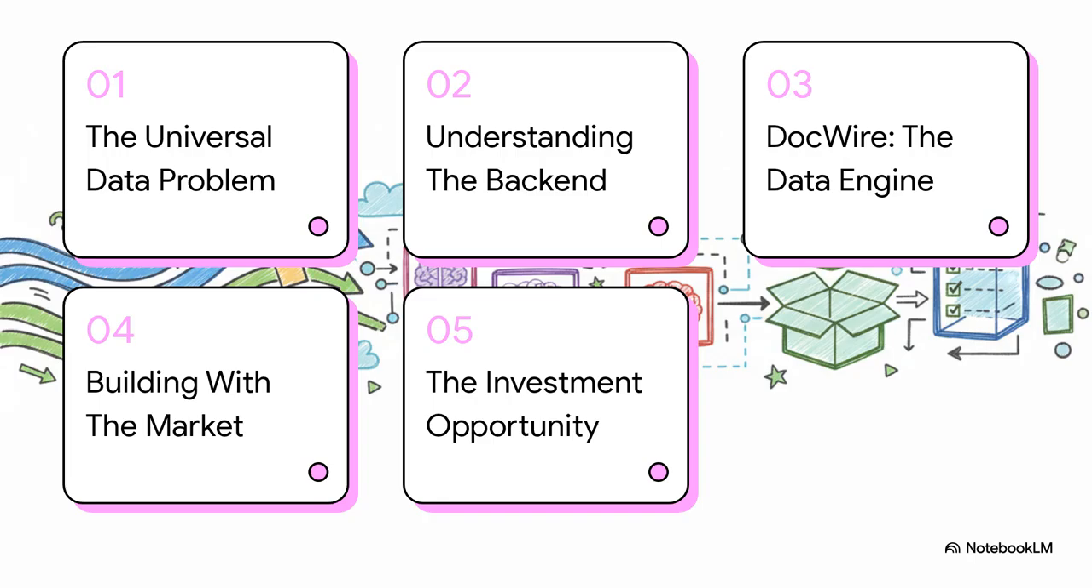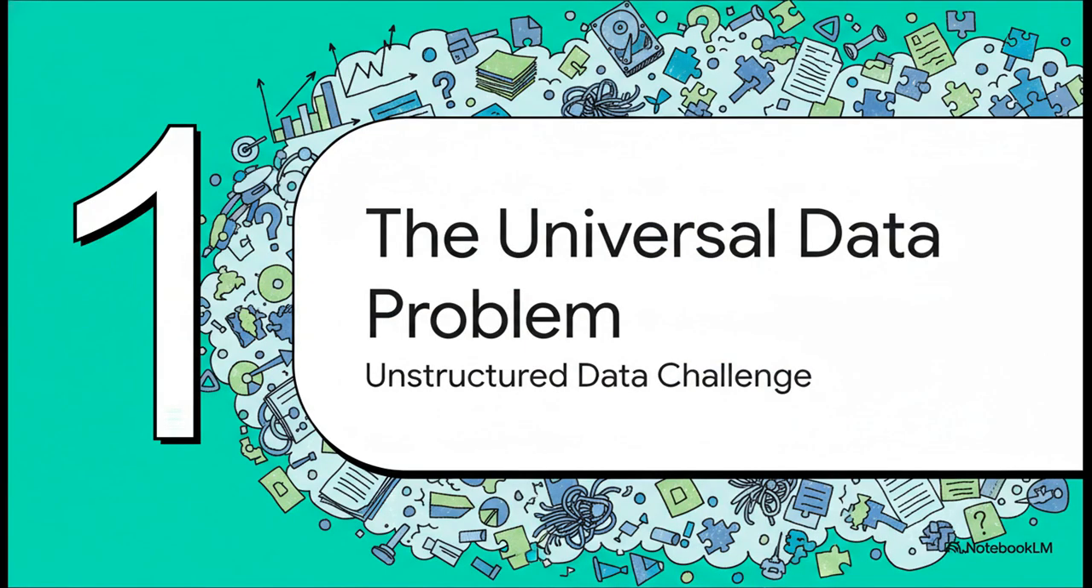We're going to start by defining what we mean by the universal data problem. Then we'll dive into the backend, that's where this problem usually lives, and introduce DocWire as the engine that provides a solution. And finally, we'll look at how it's been validated by the market and the investment opportunity that creates. Okay, let's jump right into Section 1, the universal data problem.